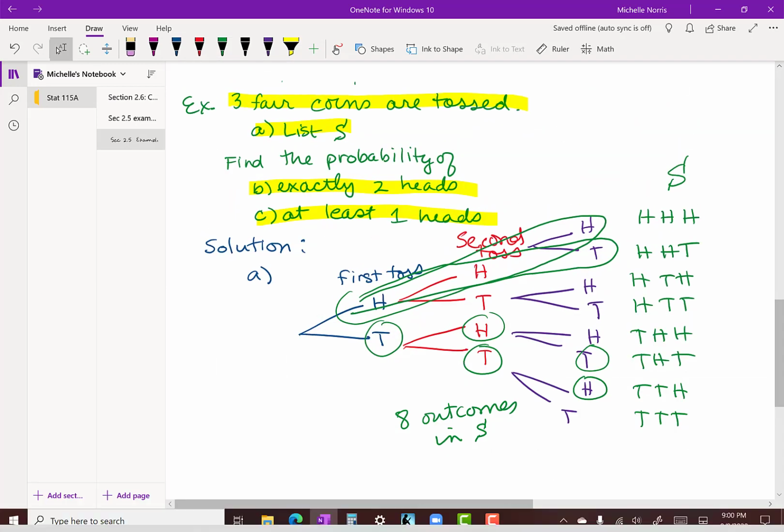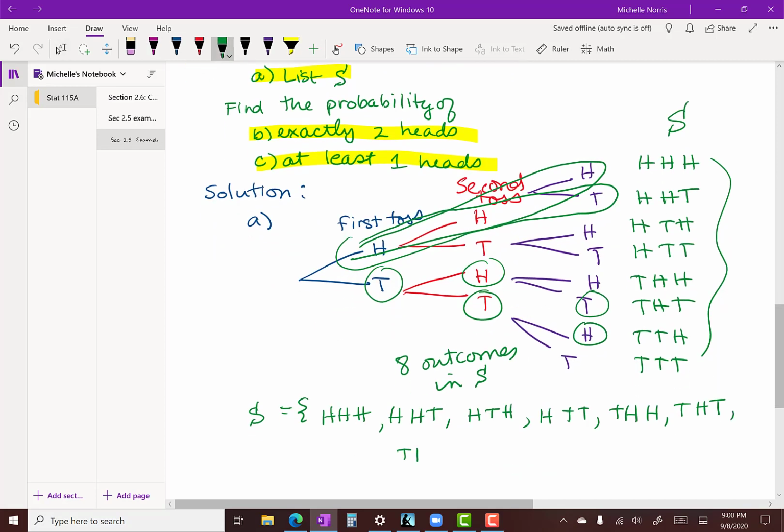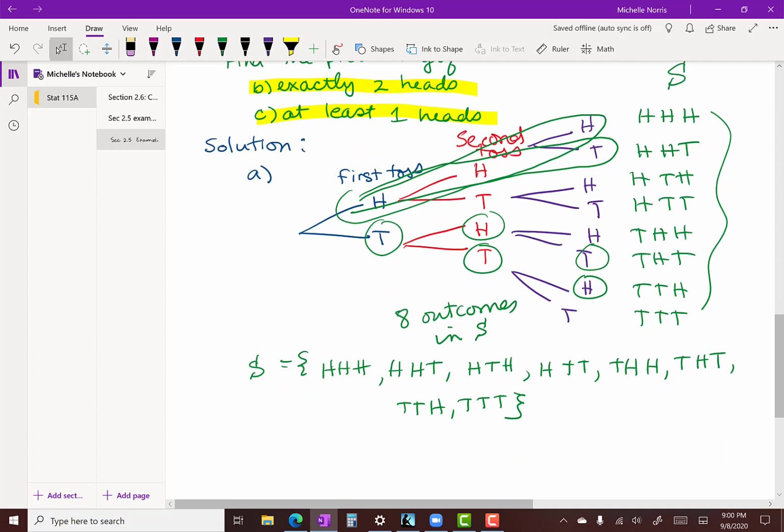Okay, so the first part was to list S. So let me just go ahead and list it. S equals, carefully, H, H, H. Just listing this column on the right: H, H, T, H, T, H, H, T, T, T, H, H, T, H, T, T, T, H, and T, T, T. 2, 3, 4, 5, 6, 7, 8. I just want to make sure I got everything. And that's the answer to part A.